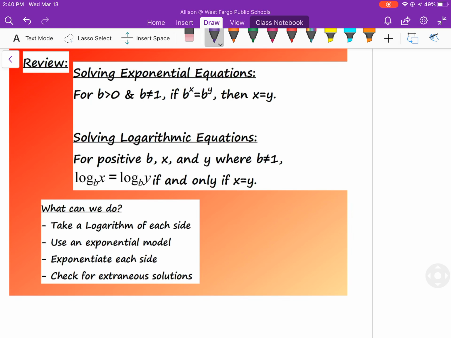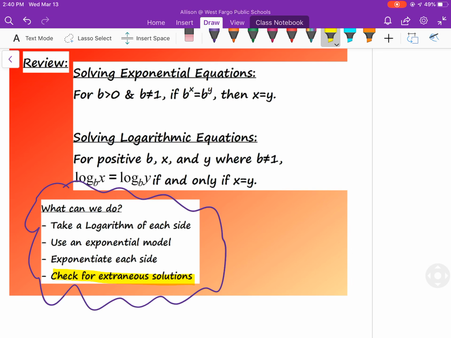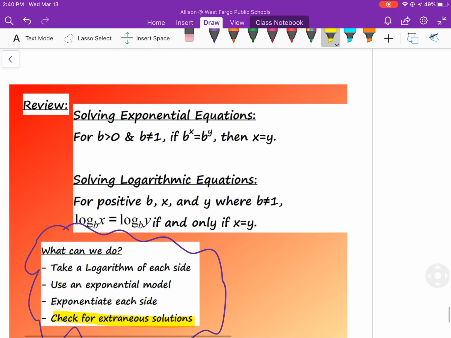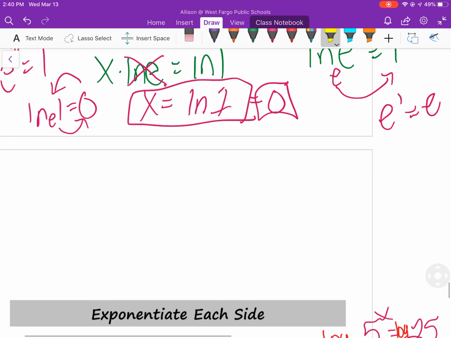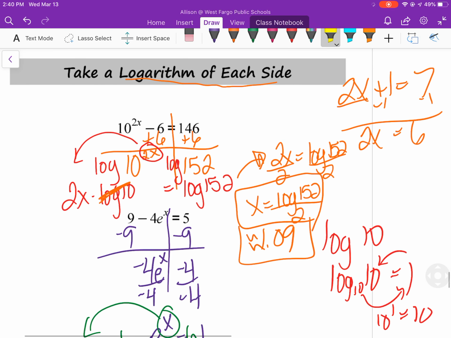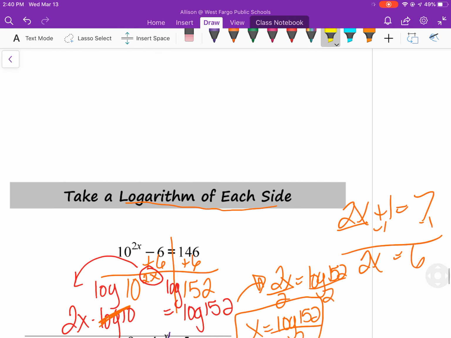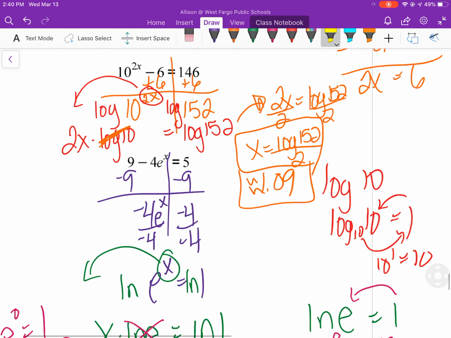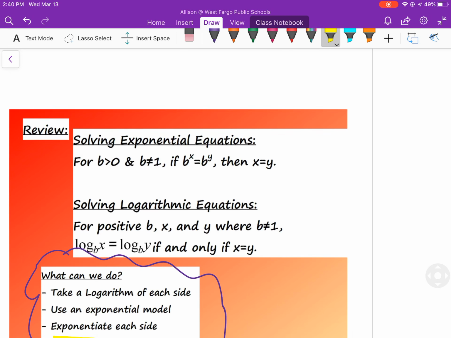Okay, lots to learn, but this is what you have to pay attention to. Make sure to check for extraneous solutions. Remember, those are answers that look like they work, but then they don't. So, you know, I don't think we had any in this case, but I'll have to go back and look. All right.